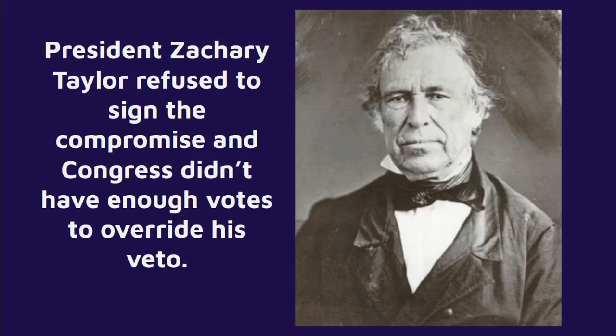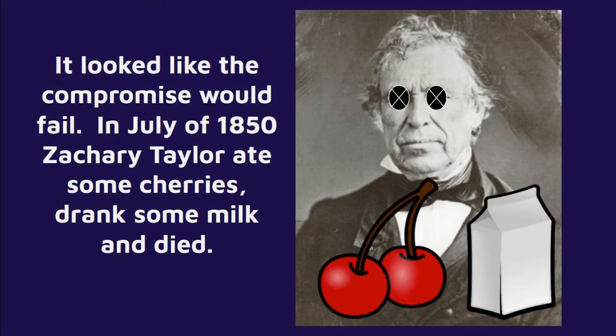President Zachary Taylor, who was the president at the time Congress was trying to pass the Compromise of 1850, refused to sign it. And Congress didn't have enough votes to override his veto. So from January until June of that year, this plan was having a difficult time trying to get through Congress because they knew the president would refuse to sign it. In July, it looked like the compromise would fail.